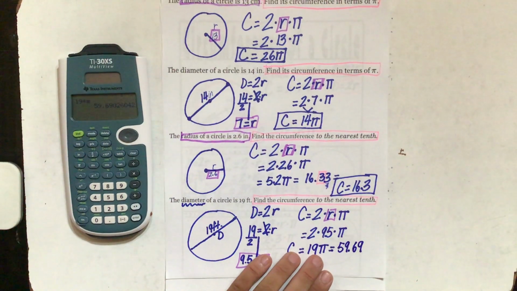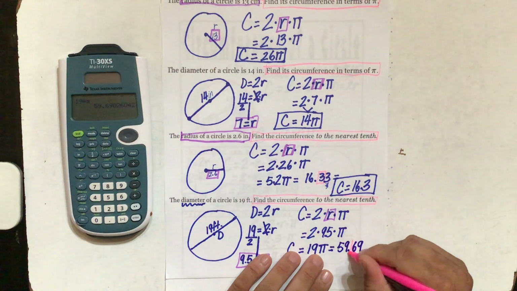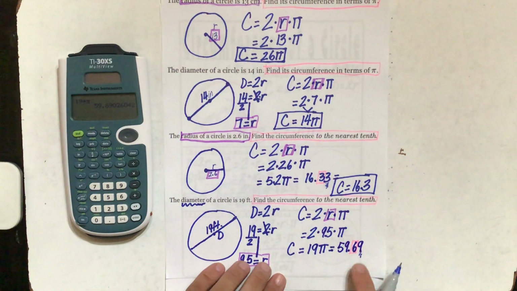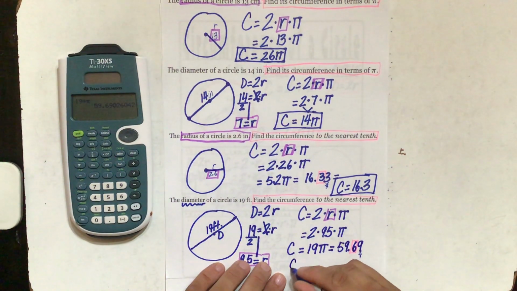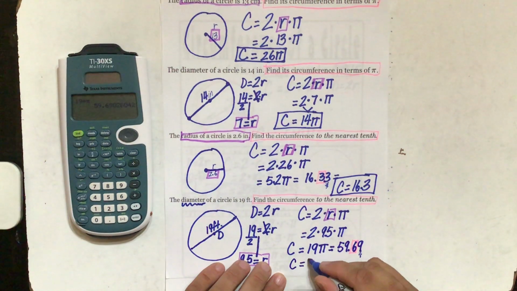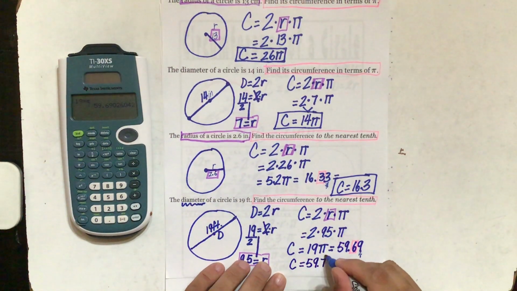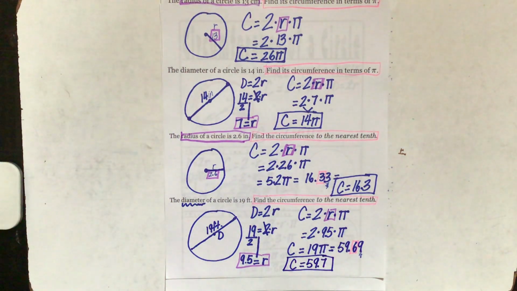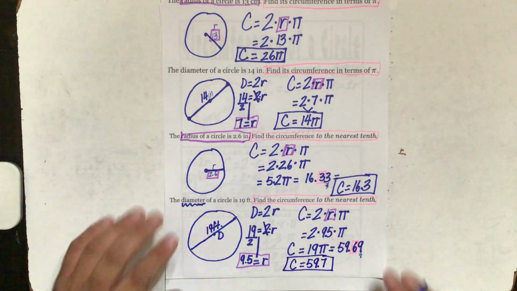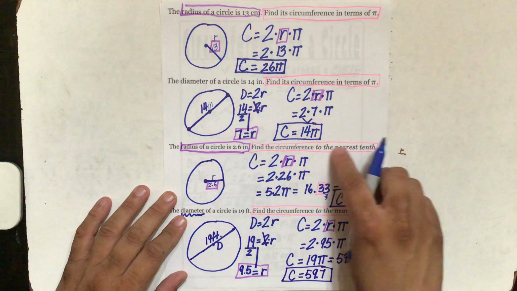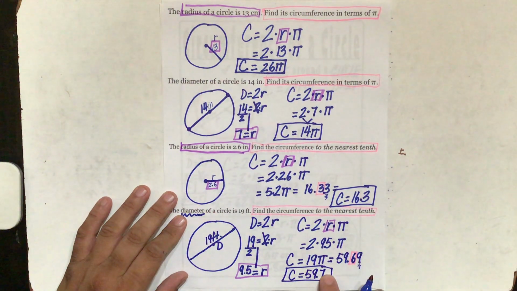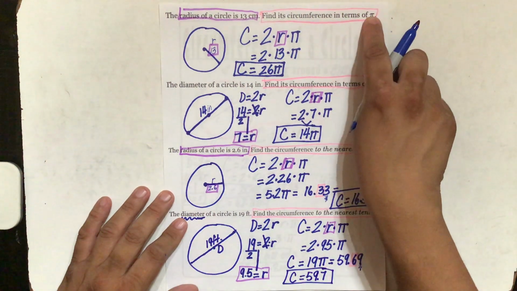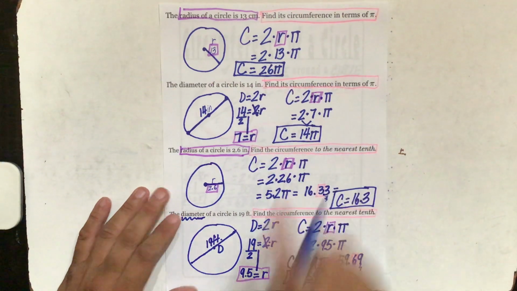The number in the 10th place is the 6, one number after the decimal. And the 9 is going to tell the 6 what to do, which is going to tell it to go up to a 7. So my circumference is going to be 59.7. And that's my final solution right there. So, as you can see, these last 2 problems were to the nearest 10th, so I write a decimal. The first 2 problems said in terms of pi, so I left pi with the answers.